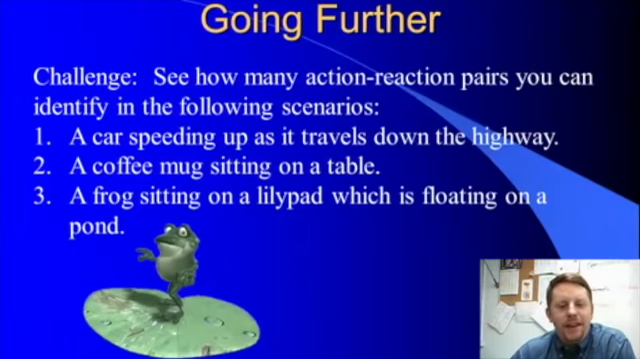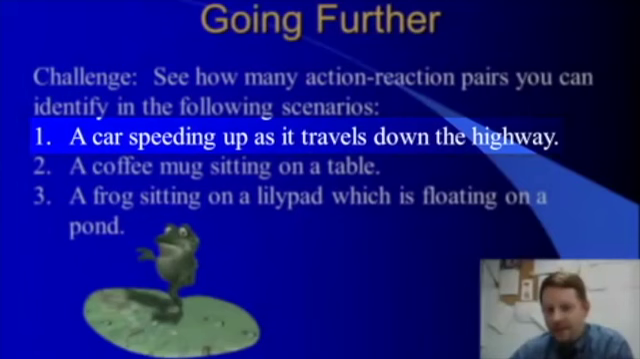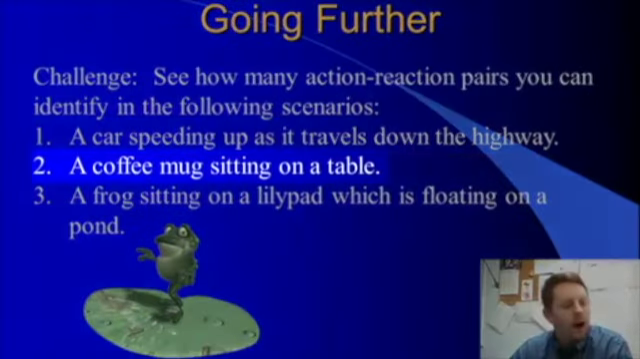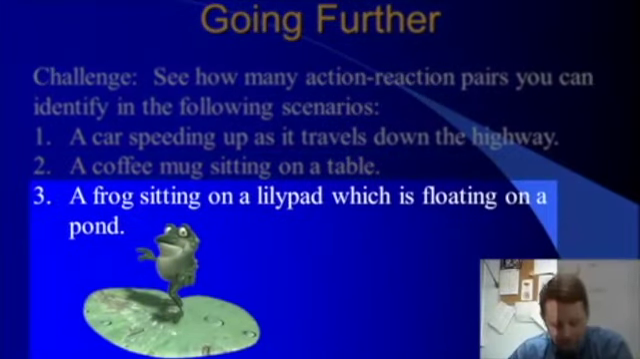All right, let's see if you can't take it a little bit further. See how many action-reaction pairs you can identify in each of the following scenarios. This will be good practice. Number 1, a car speeding up as it travels down the highway. How many action-reaction pairs can you identify? Number 2, just a coffee mug sitting on a table. How many action-reaction pairs can you identify here? And number 3, let's think of a frog sitting on a lily pad which is floating on a pond. How many action-reaction pairs can you find in that problem?